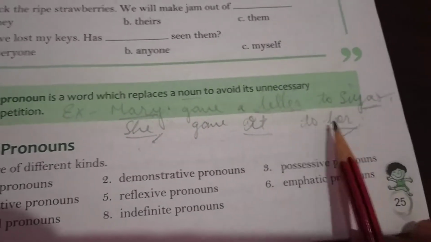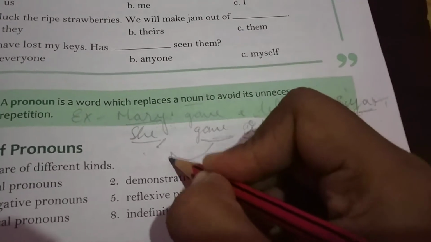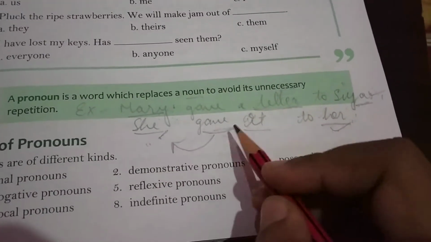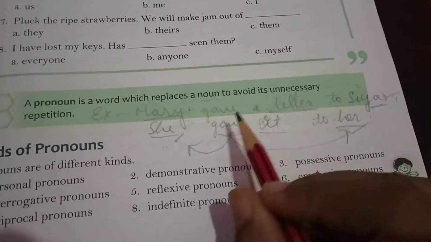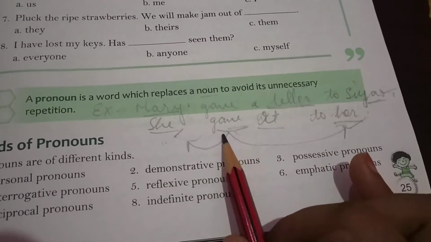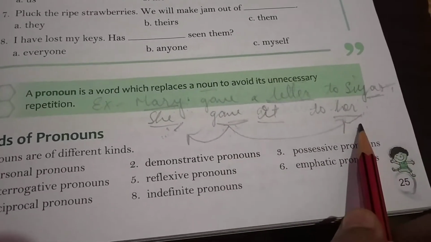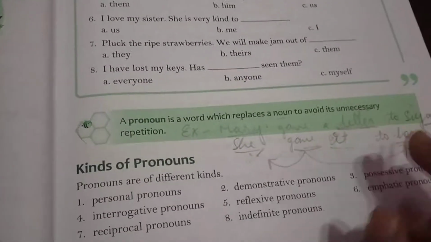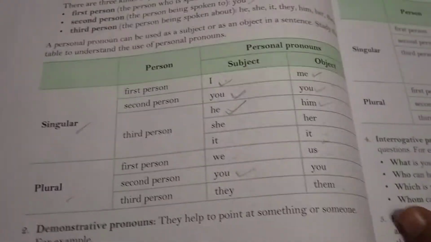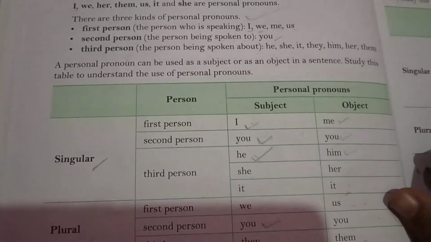As you can see here, she gave it to her. Gave is a verb. Before the verb, she is used, so it is the subject, and after gave, after the verb, her is used, so her is the object. The pronoun used before the verb is known as the subject, and the pronoun used after the verb is known as the object. This is the place of the subject and object: before the verb, subject, and after the verb, object.